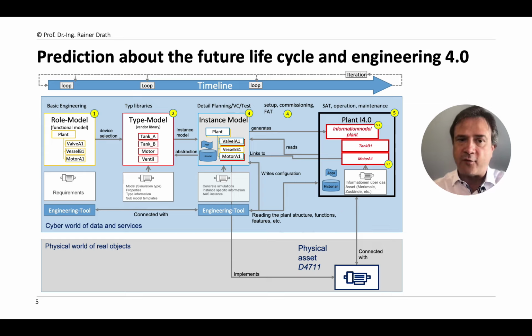In the third step, of course, the instance models need to be shared with all participants. And then we have information models on the plant side. Lots of object models that need to be shared and submitted back and forth. And that's why object models are very important.